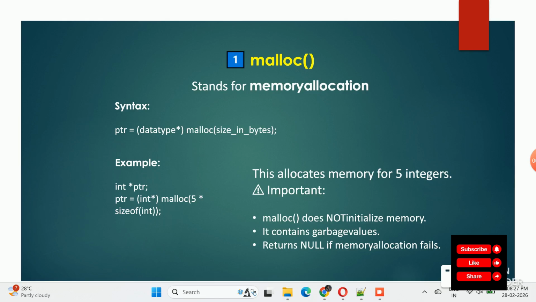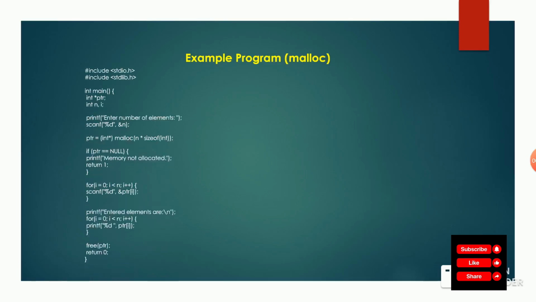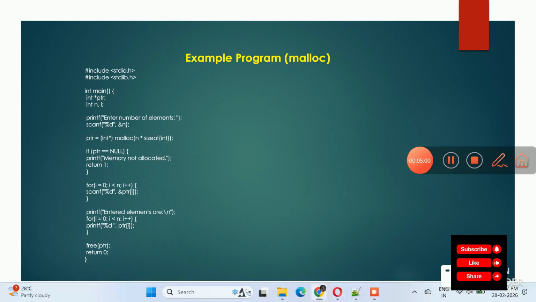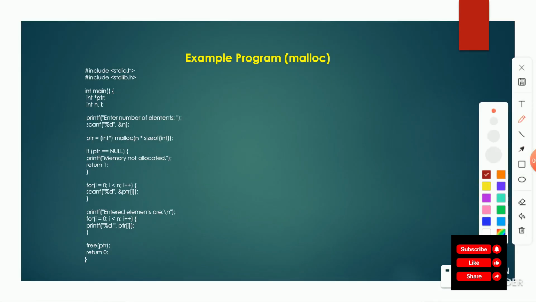If you want to store 5 integer values in memory, we need to allocate it dynamically, and this is the syntax. Malloc does not initialize memory, right? This malloc function does not initialize memory. It contains garbage values. It returns NULL if the memory allocation fails. We can see our example from malloc.